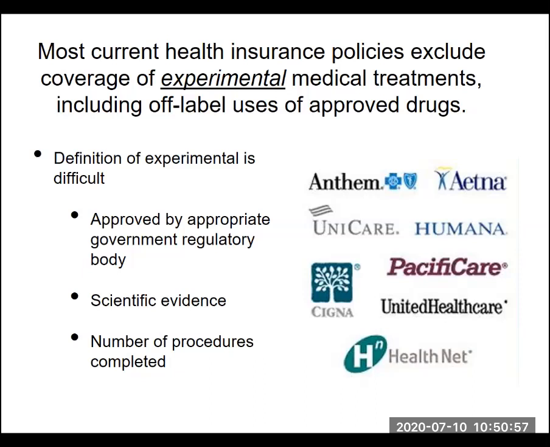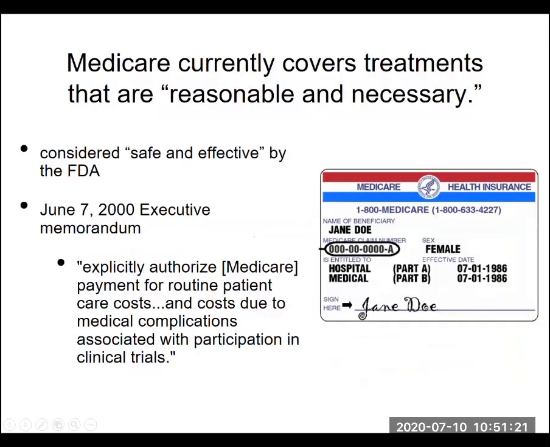And so because of that, we often end up with a conflict where a patient wants to be involved with a clinical study or use a medication off-label with the advice of their physician, and the insurance company may not pay for it. If you can get into a clinical study, the study is going to cover some things, but not necessarily other things that are needed for the treatment of your disease or condition. Again, I'm looking at Medicare on this slide. Medicare currently covers treatments that are reasonable and necessary. So those are the standard of care things that are considered safe and effective by the FDA.